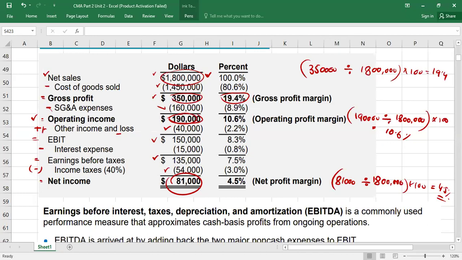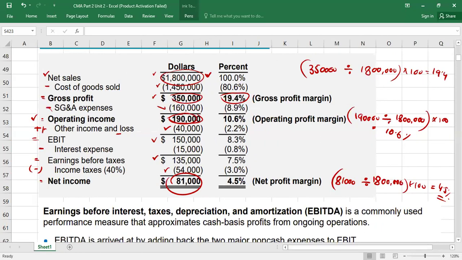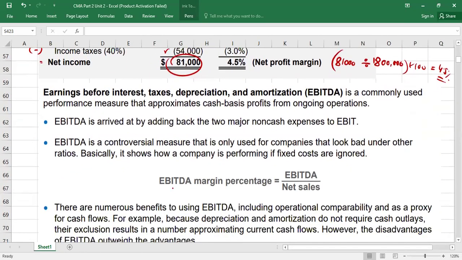Now, let me tell you here, guys, there is one more ratio which we sometimes also calculate. Which ratio? EBITDA margin percentage. So what is EBITDA? EBIT, you already know till here. It means earning before interest and tax. Then what is DA? DA stands for depreciation and amortization.